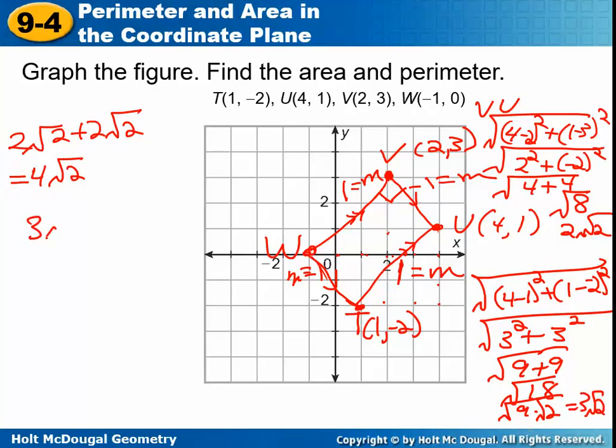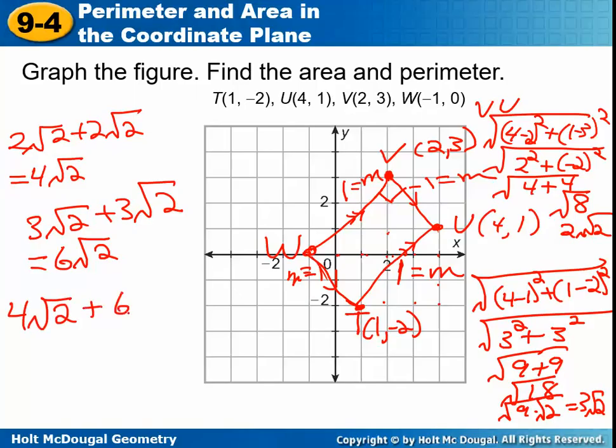So I've got 2 of those because the opposite side is the same, and that would be 6 square root of 2. So my perimeter is found by adding 4 times square root of 2 plus 6 square root of 2, which is equal to 10 square root of 2. Because they're both square roots of 2, you can add them together. So this is my perimeter.